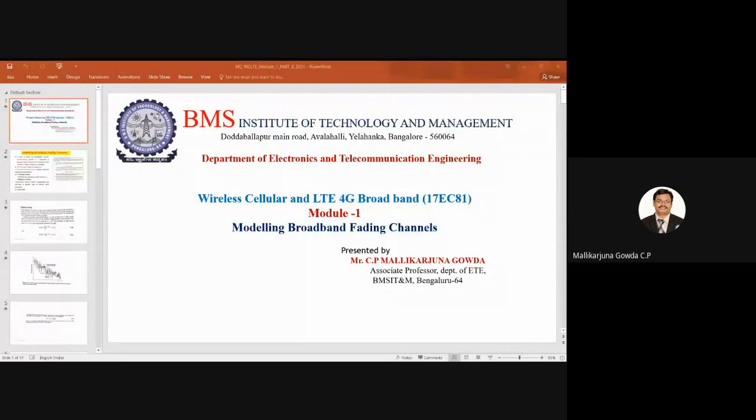Knowing the value of coherence bandwidth, you will be able to decide about what? I said we will be able to fix the subcarrier width, right? Usually it will be 1/10 of the coherence bandwidth, I said.